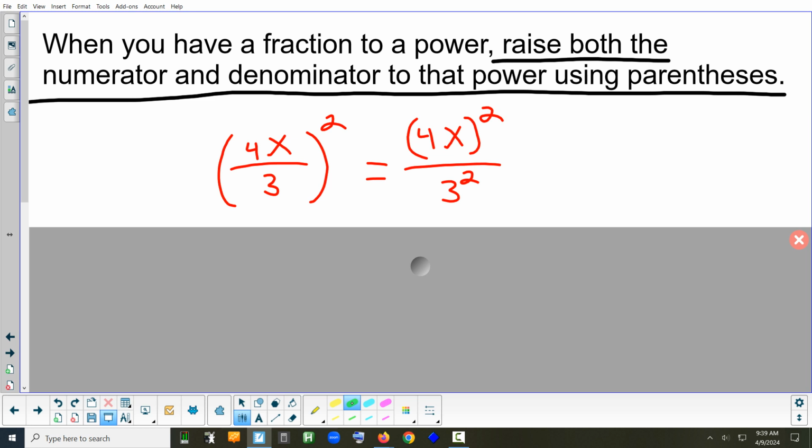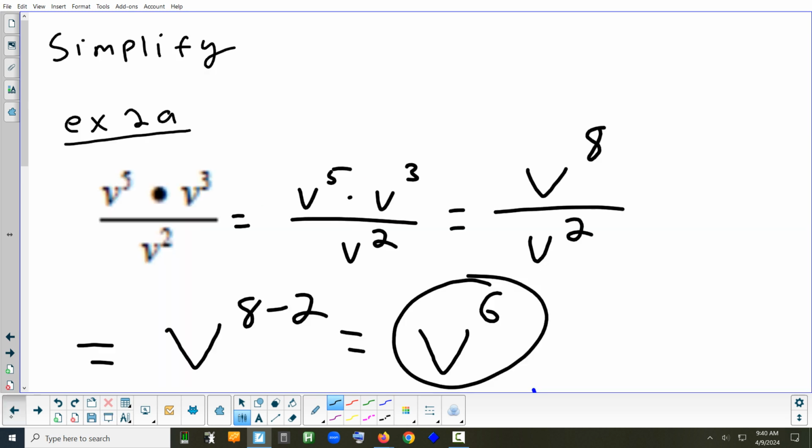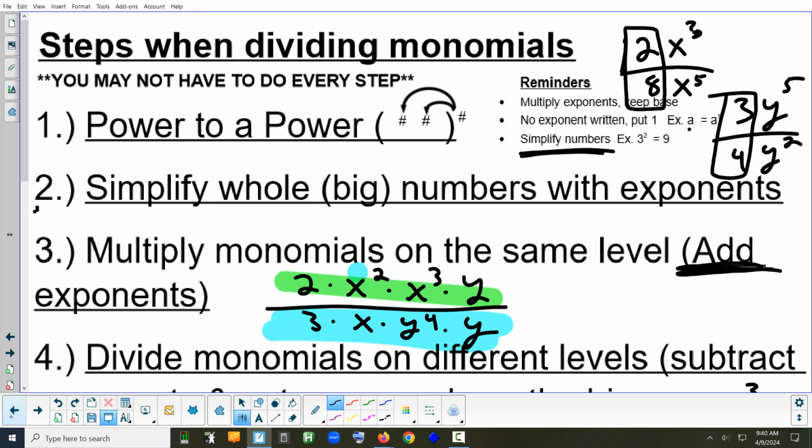Okay, so I have an example of what I wrote up above. I'm taking this entire fraction and raising it to the second power. To do that, you take what's in the top and you raise that to the second power, and then you take what's in the bottom and you raise that to the second power. That's how you do it. Now, look at what's in the top. That's a rule we did yesterday. How do you raise 4x to the second power? This is like rule number 1. This is when you have the number on the outside of parentheses and you apply it to what's inside.